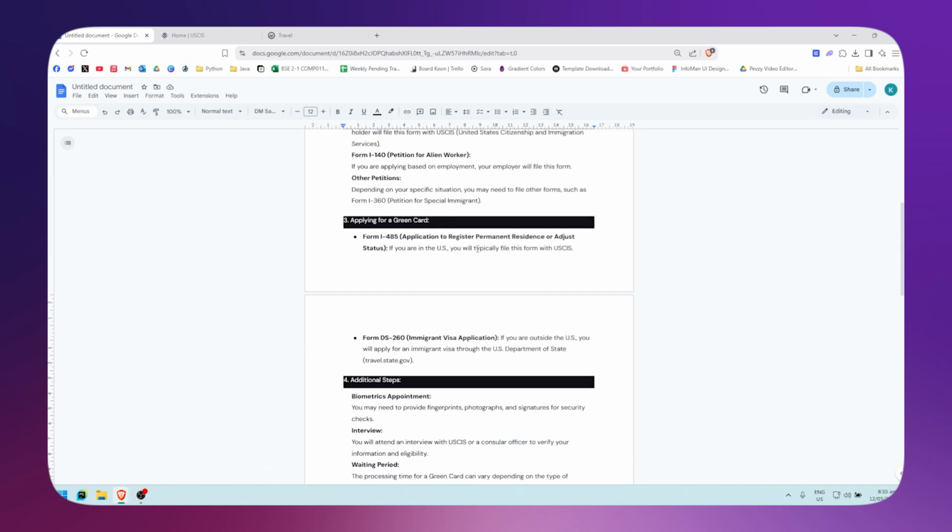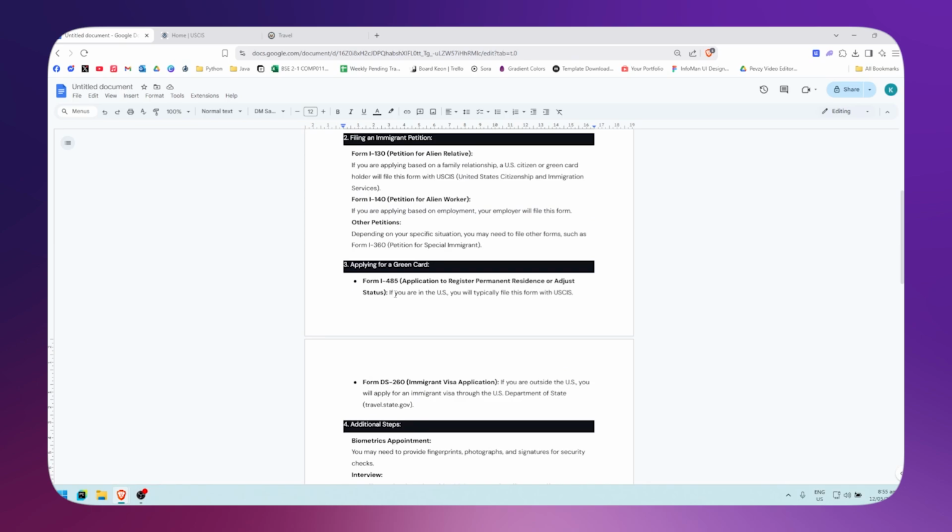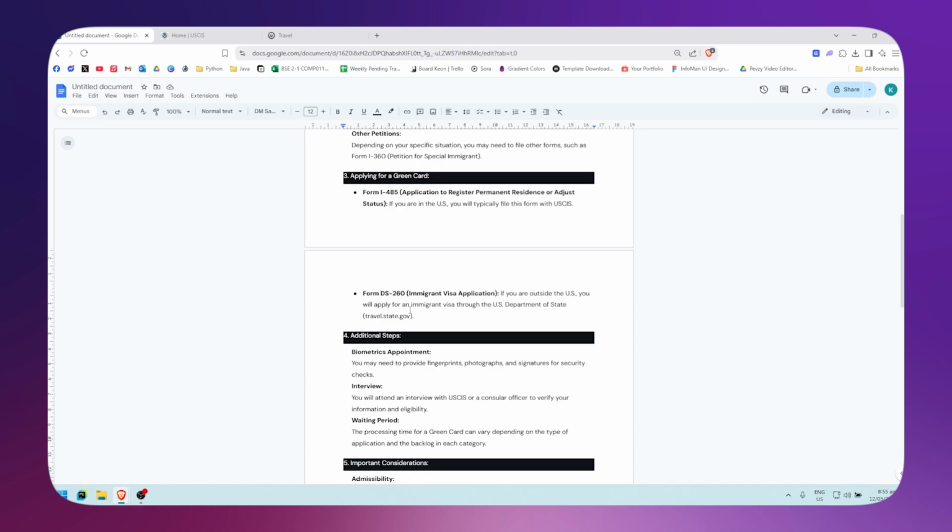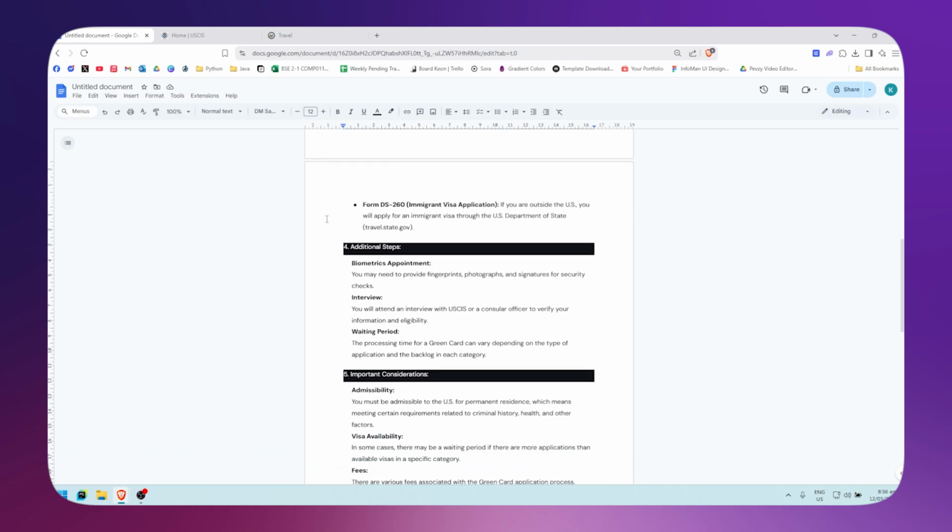And next is applying for a green card. So the Form I-485, which is the application to register permanent residence or adjust status. So if you are in the US, you will typically file this form with the USCIS. And the Form DS-260, so if you are outside the US, you will apply for an immigrant visa through the US Department of State. So this is their website, which is travel.state.gov.